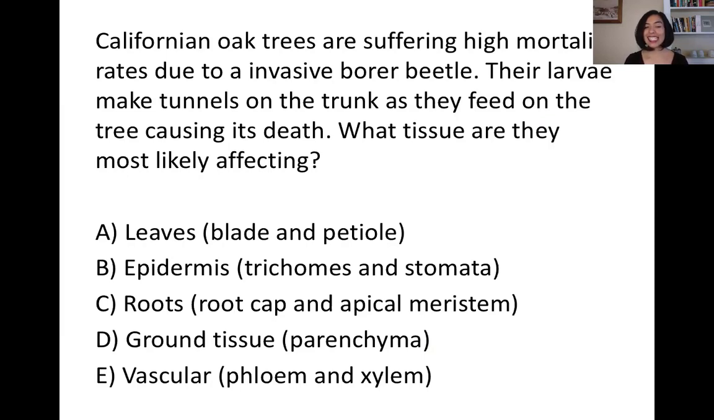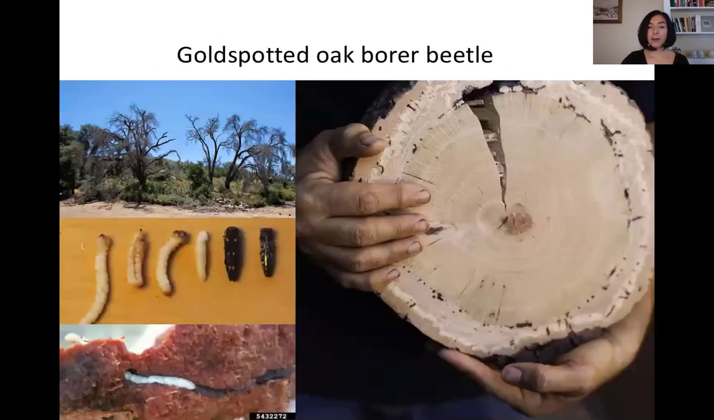Well, the right answer is E. They are affecting the vascular tissue, and mainly they're affecting the phloem. Remember, the phloem is on the outside, and it's very important because without the phloem, the products of photosynthesis cannot be transported all around, and the tree will die of starvation. So that's what's happening in this case.